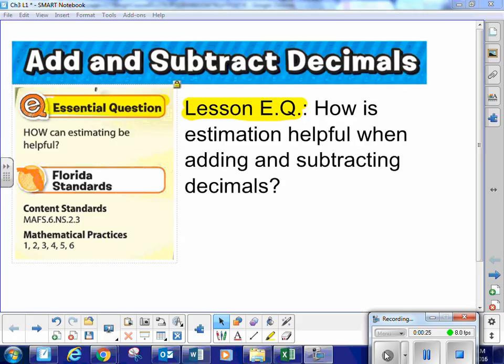The main question that we really want to talk about is the lesson EQ: how is estimation helpful when adding and subtracting decimals? We should be able to answer that question by the end of this chapter. So let's proceed.